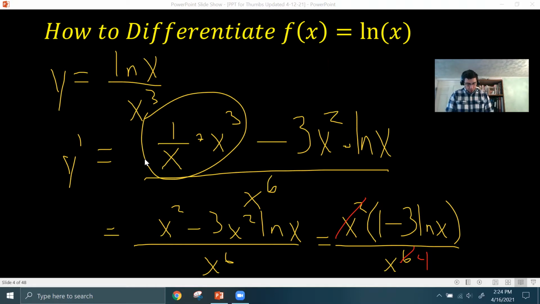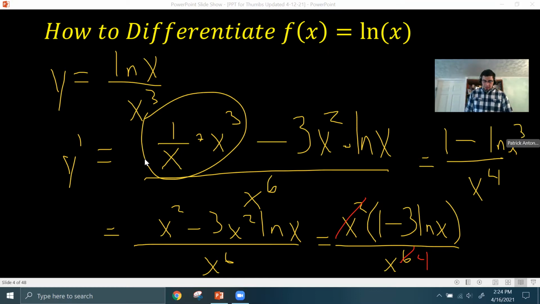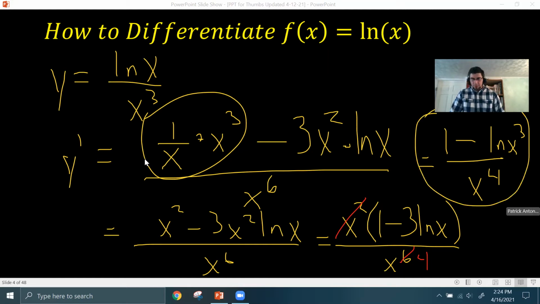Okay, one more thing I want to show you about this. Okay, so that would make your denominator x to the 4th. I'm just going to write it here. The numerator would be 1 minus 3 natural log x, but that 3 you could write as an exponent on the x according to the power rule for logs. You can reverse the power rule. And this would be your answer.